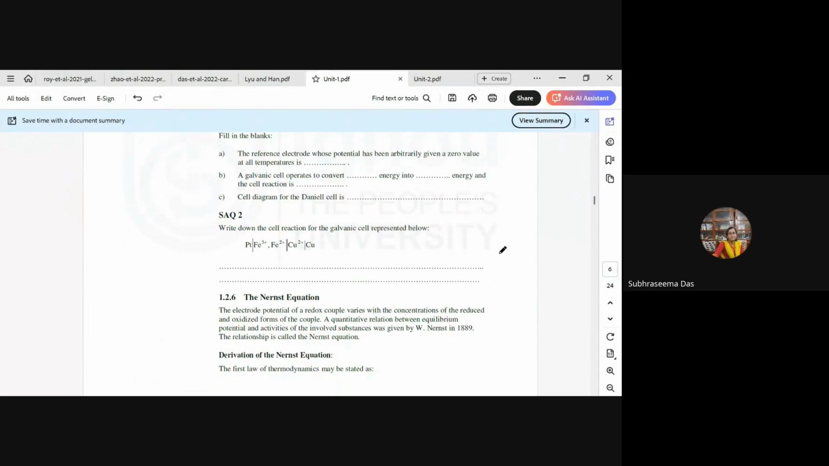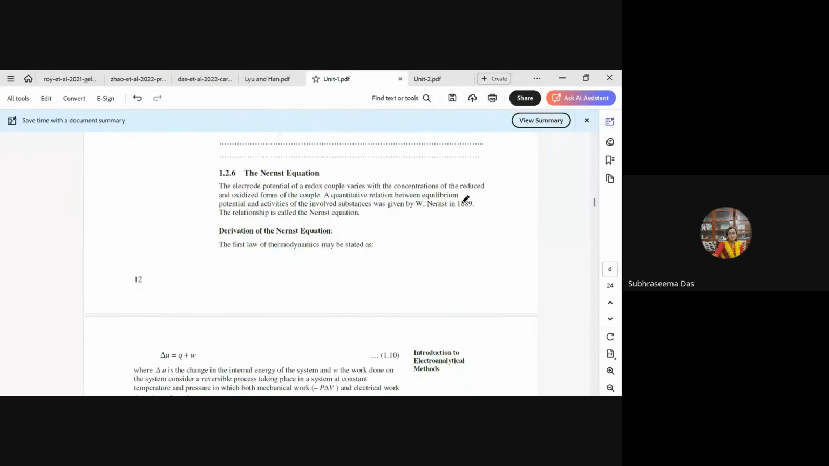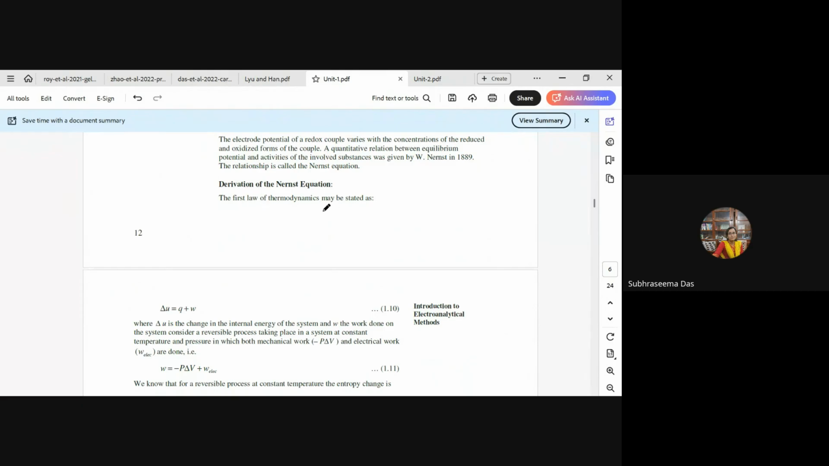Then coming to the next part, which is an important part, and we call it the Nernst equation. The electrode potential of a redox couple varies with the concentrations of the reduced and oxidized forms of the couple. So the Nernst equation talks of the relation between the EMF and the activities of the different ions that are involved in the electrochemical process. So first is the derivation of the Nernst equation.